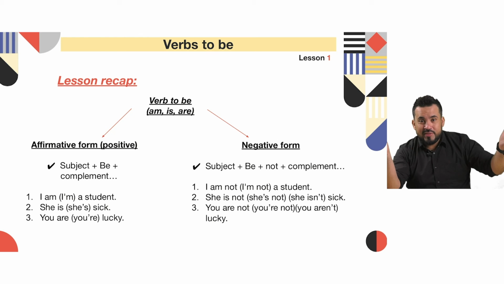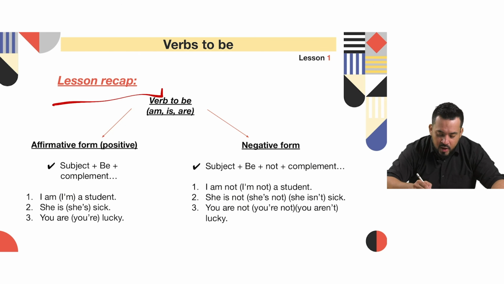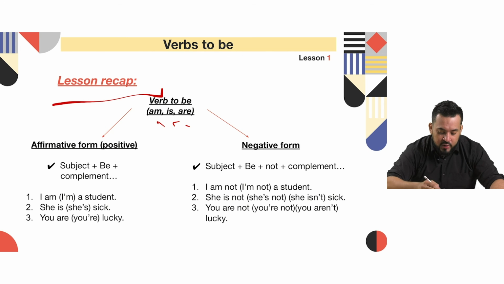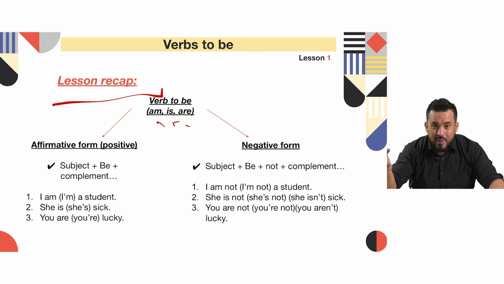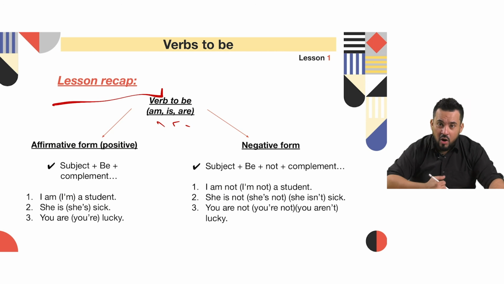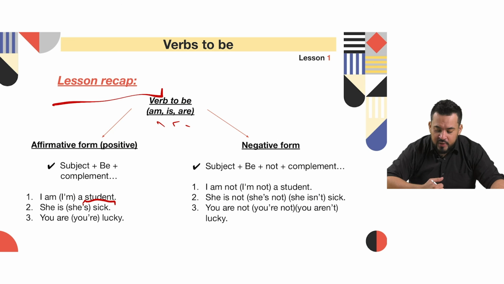So, we're done with today's lesson. Let's do a quick recap. Verb to be. Am, is, are. Those are all in the present form. Affirmative, which is positive, means subject plus the verb to be. He is, she is, they are, we are, I am. We use it with adjectives, with emotional or physical states, and so on.